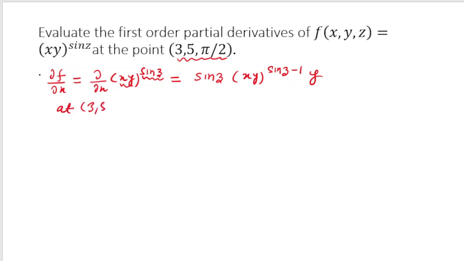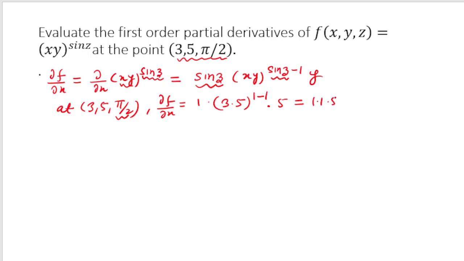So at the given point, 3 comma 5 comma pi by 2, if I have to evaluate del f by del x here, sine z, so sine pi by 2, sine pi by 2 is 1, and into xy, so x is 3, y is 5, and sine z means sine pi by 2, that will be 1, so 1 minus 1, and the y value is 5. So what did I get? I got 3 into 5, 15 to the power 0, so that will also be 1, and into 5, so this value is equal to 5.